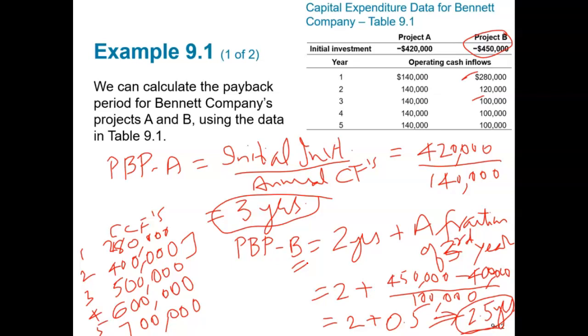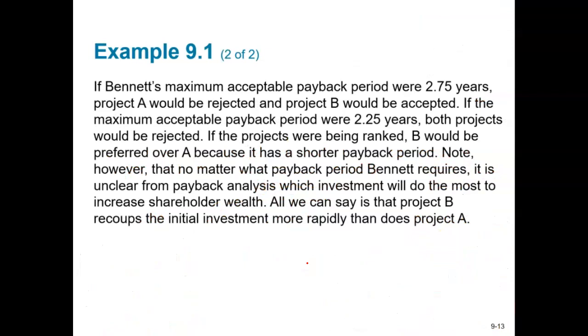So now the question is how you are going to make a decision on which project is good. Naturally, the lesser the time period it takes, the better the project. But if Bennett's maximum acceptable payback period were 2.75 years, then project A would be rejected and project B would be accepted. If the maximum acceptable payback period were 2.25 years, then both projects would be rejected. If projects were being ranked, then B would be preferred over A because it has a shorter payback period.